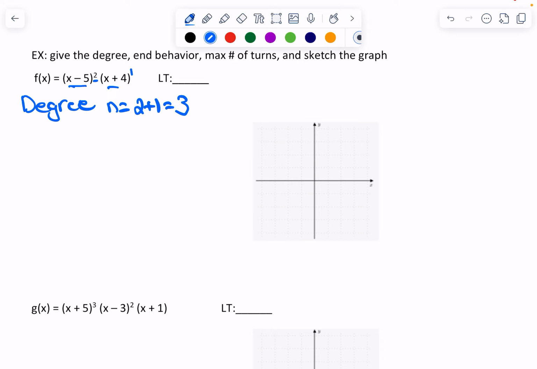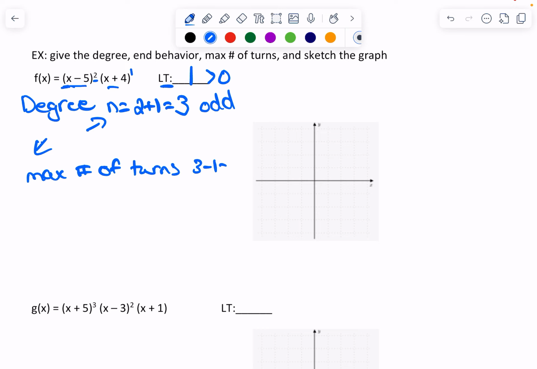So our degree is odd. Our LT right here, there's no numbers in front, so it's a 1. So degree is odd and our a is greater than 0. So that means that our end behavior is going to be left down and right up. Our maximum number of turns is going to be 3 minus 1, which is 2.